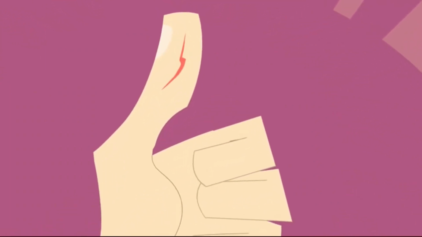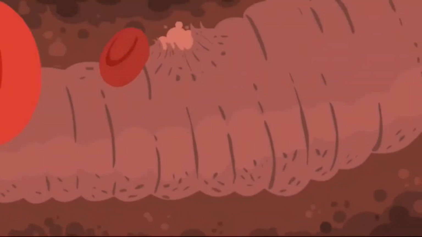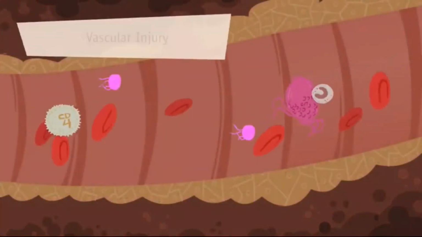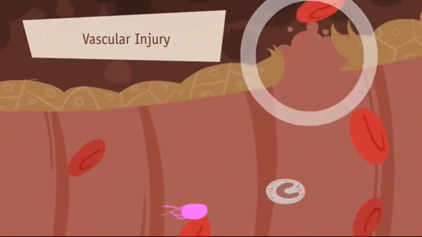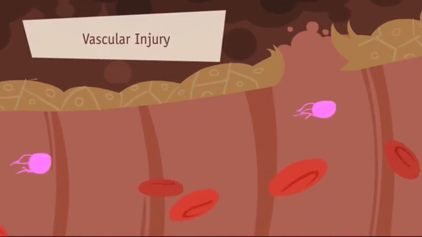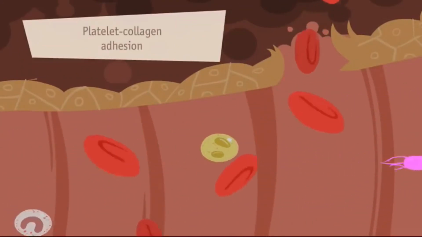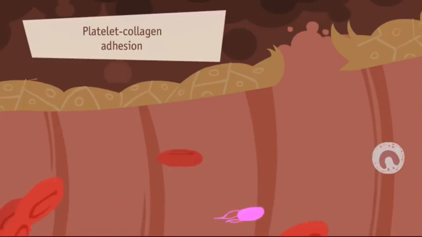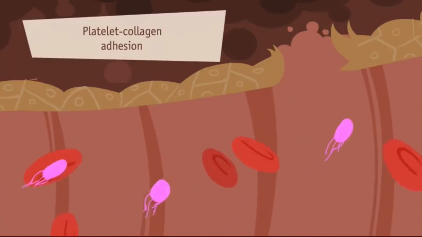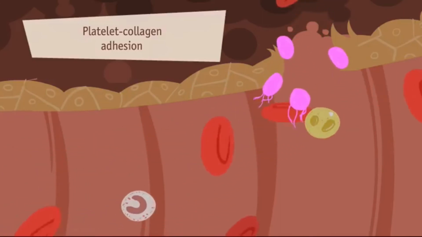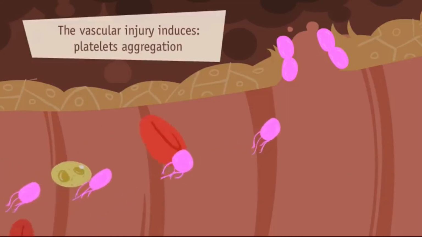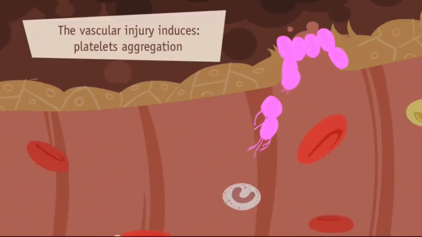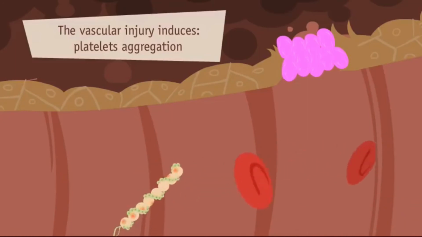So let's see what happens when a person has injured his feet or fingers. There will be a rupture. This can be expressed as vascular injury, and then obviously the blood will flow out, and to stop the blood flow there will be platelet and collagen adhesion. Platelets play an important role to stop the bleeding and to adhere at the site of injury, so the platelets will adhere, aggregate, and stop the blood flow.